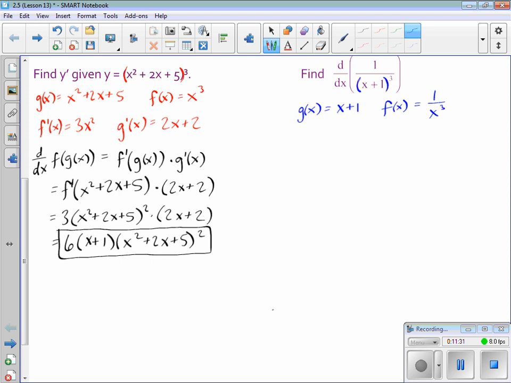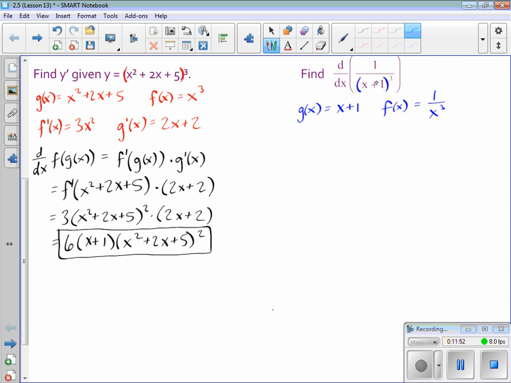Your g of x is what's in the parentheses, or the middle part of your function. So like this one, it was this whole thing cubed, so this is your g of x, and then your f of x is the cubed portion of it. Okay. Same idea here. The g of x is this inside piece, so then your f of x has to be 1 over that cubed. Okay.